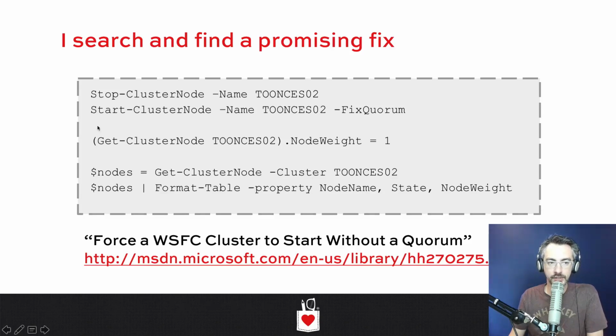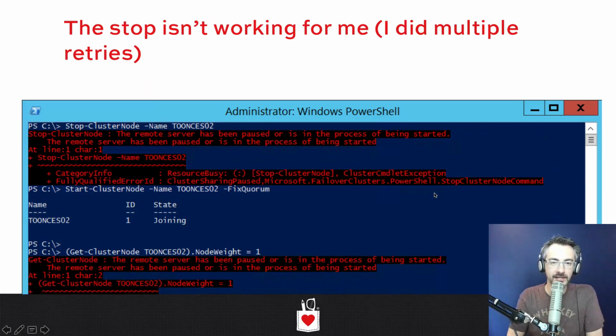Stop the cluster node, start it with this fix quorum command, then give yourself a vote, and then list out whoever else has votes. This is kind of how I approach working with PowerShell: I will go Google and find the commands that I need and go run them. Except they don't work. This is the life of a consultant. Things that often say they'll work in Books Online don't really actually work.